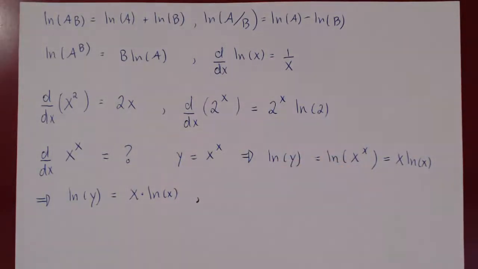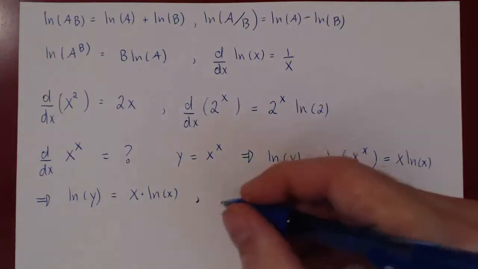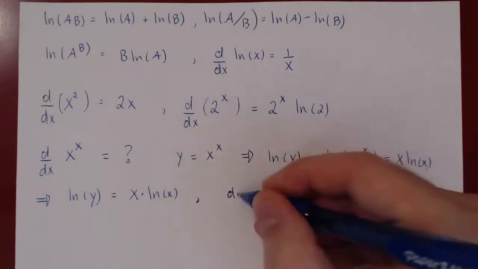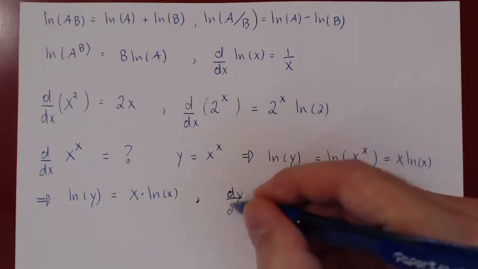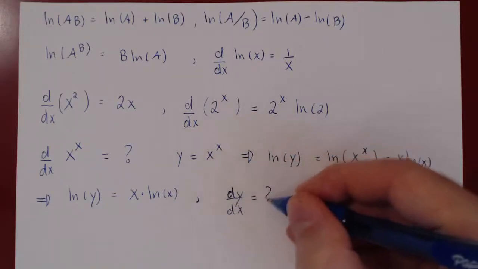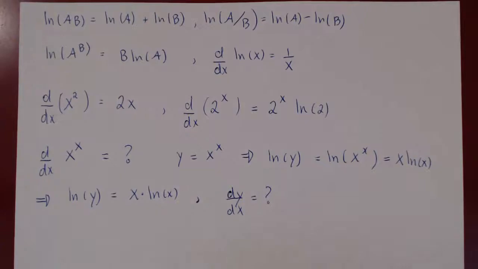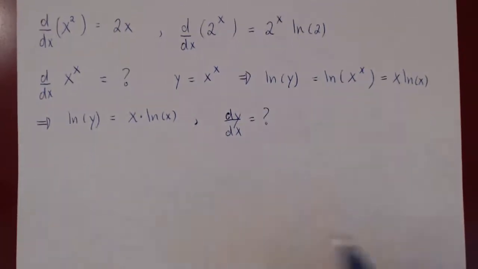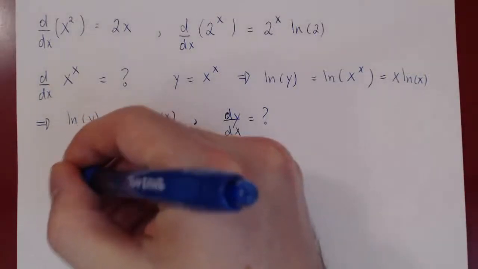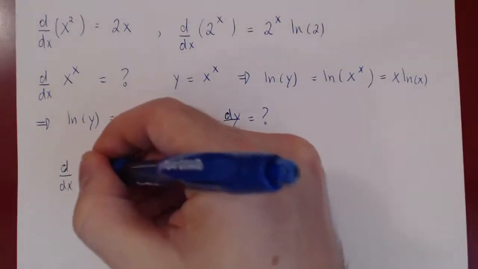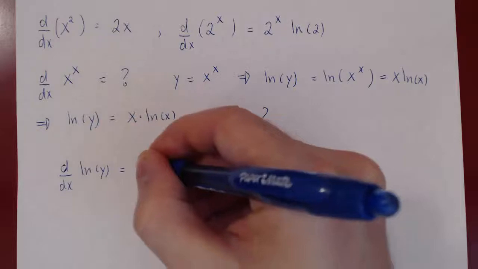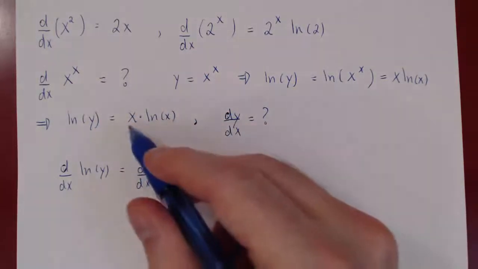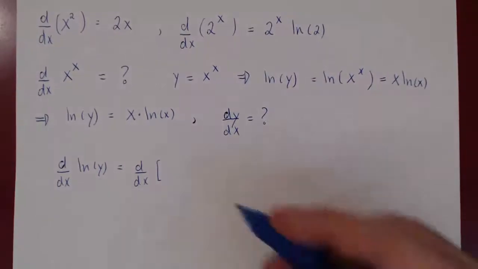So we will use here implicit differentiation. And remember that what we want is the derivative of x to the x. So we're looking for solving dy over dx. Well, let's differentiate both sides of our equality. So we have the derivative with respect to x of ln of y equals the derivative with respect to x of x times ln of x.